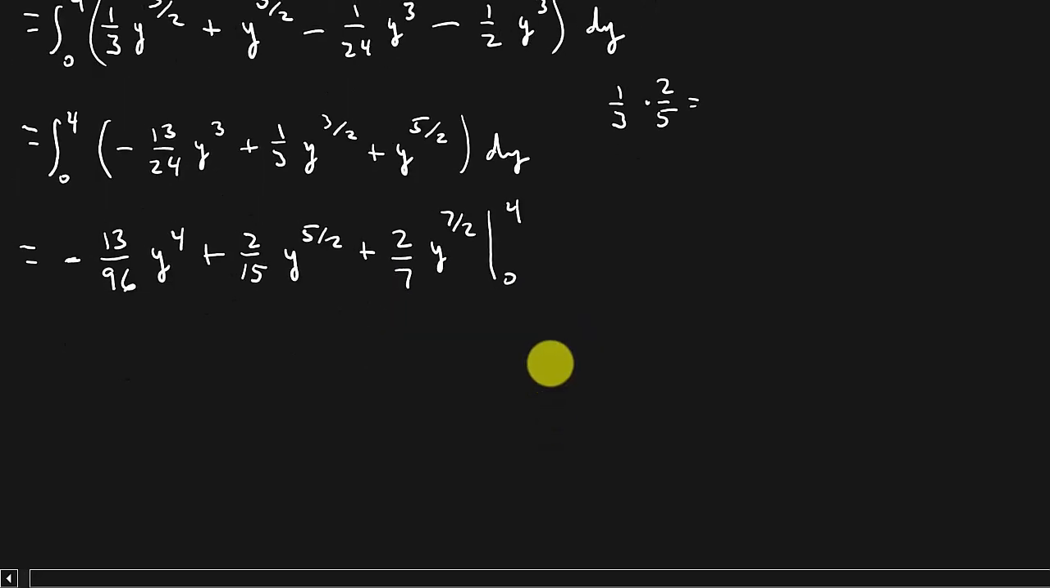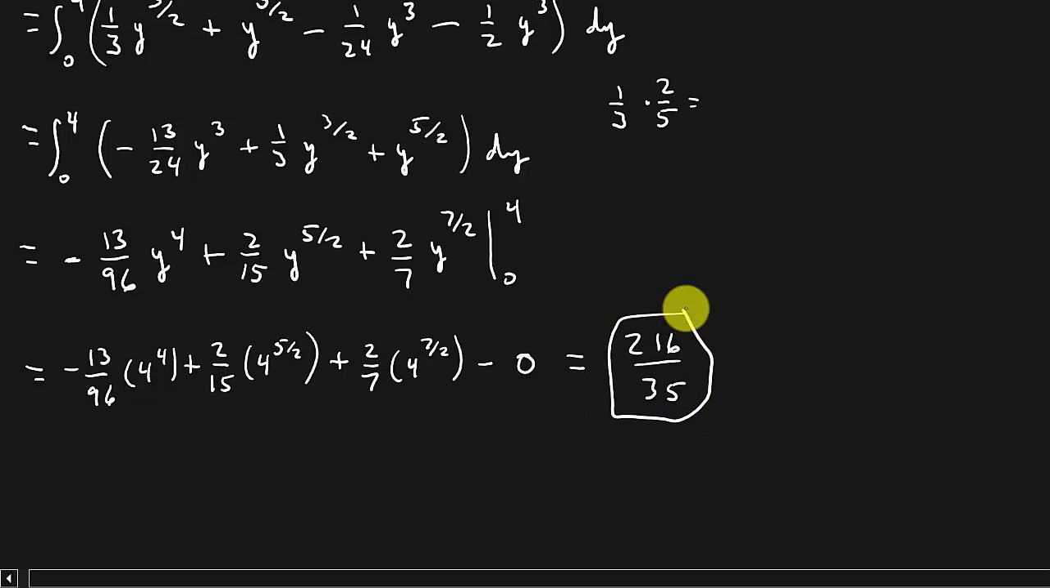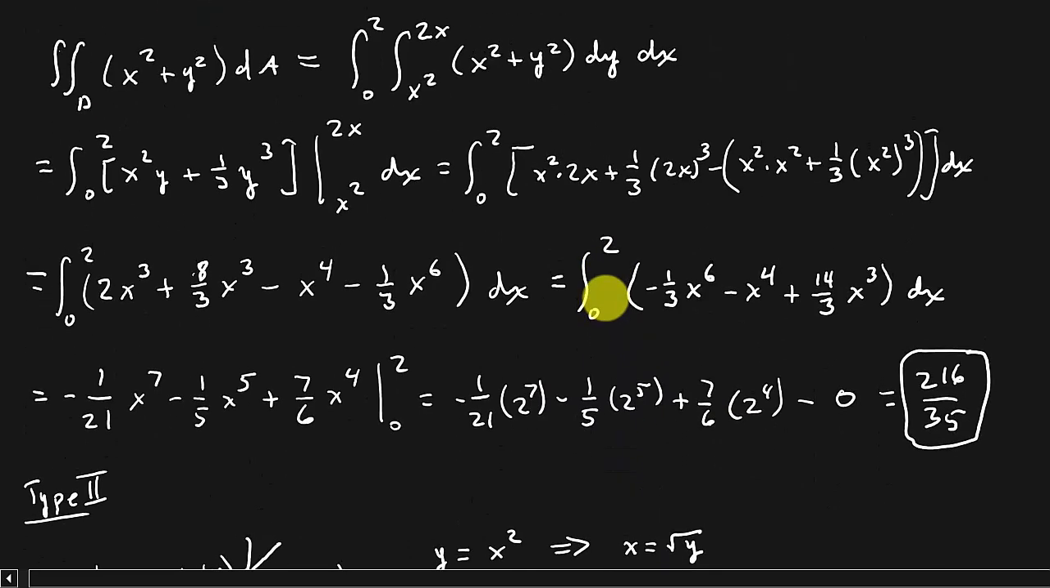All right. And so now we're going to get negative 13 over 96 times 4 to the 4th plus 2 over 15 times 4 to the 5/2 plus 2 over 7 times 4 to the 7/2 minus, and then look, when we plug the 0 in, that's just going to give us 0. And so we end up with 216 over 35. And that's just what we ended up with here. So, like I said, which one was easier?